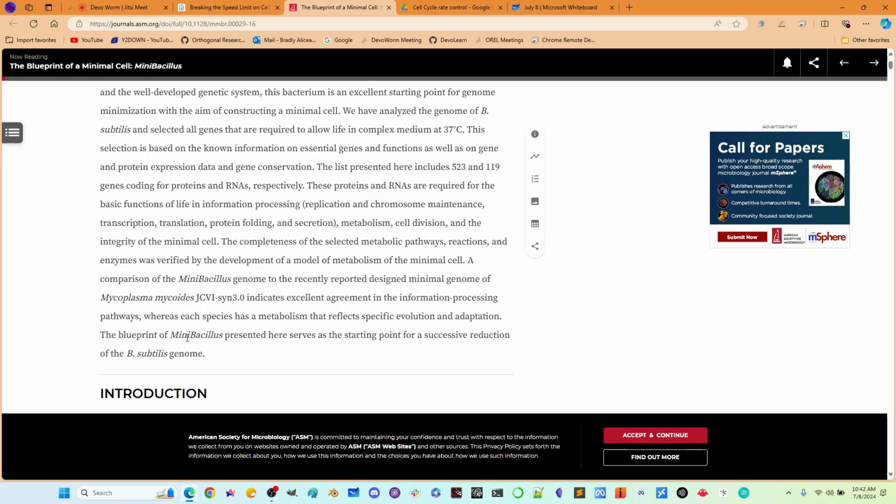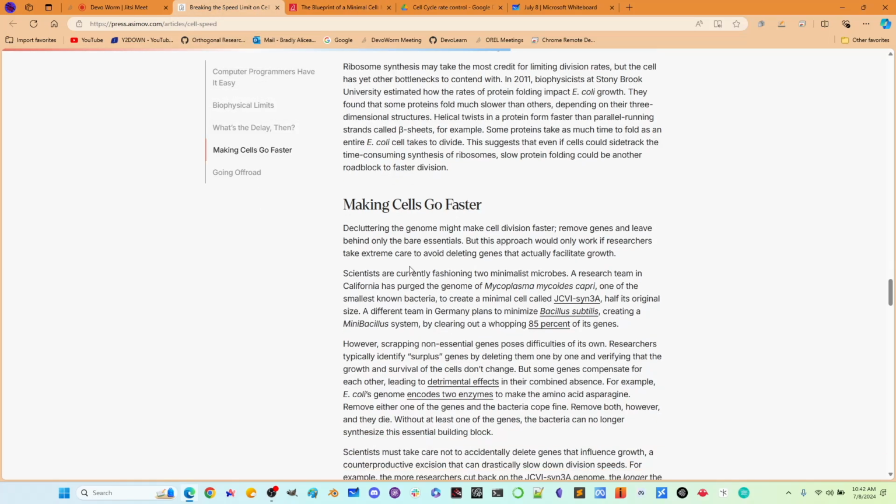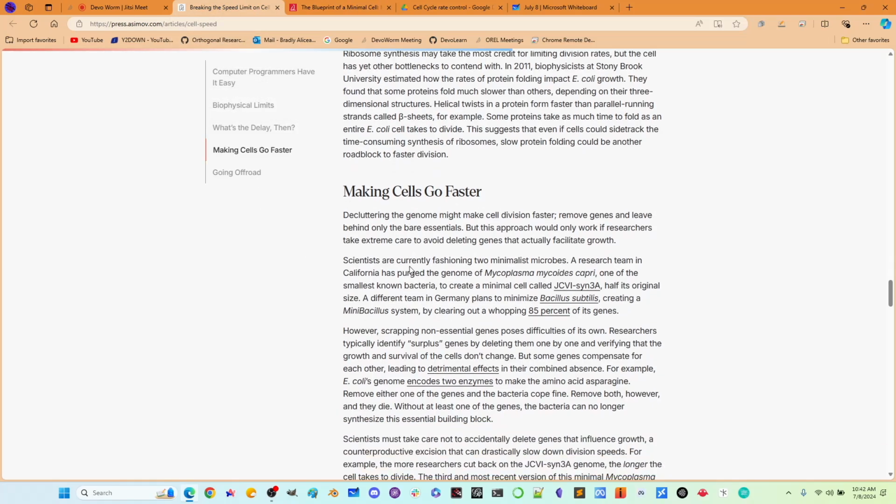The blueprint of mini bacillus presented here serves as a starting point for a successful reduction of the B. subtilis genome. So this is where they want to reduce this genome so much that they can really get it down to the core genes. It survives but does little else. It just produces enough to have a cell that isn't dead on arrival, or can actually reproduce itself. So this is really getting down to the bare minimum.